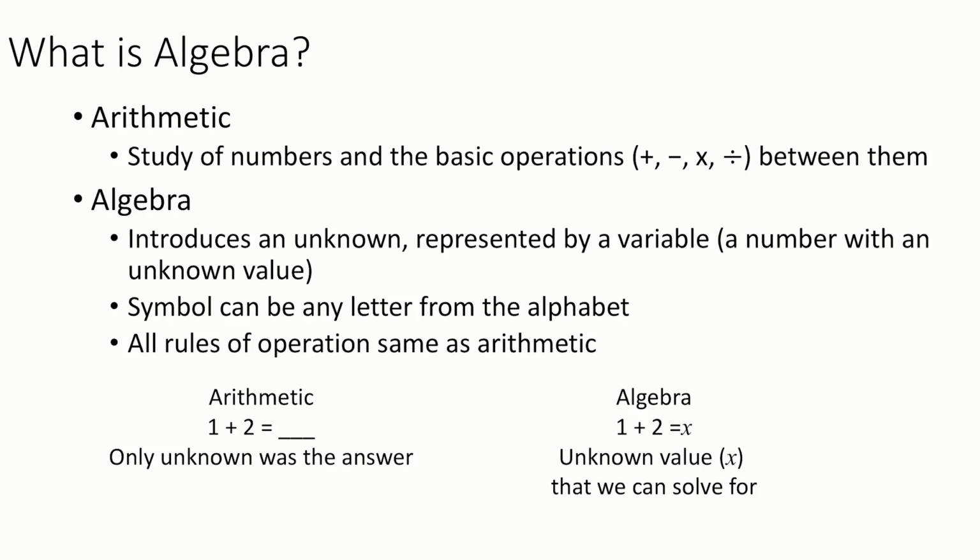For example, arithmetic on the left, 1 plus 2 is some unknown. When we want to start talking about that as algebra, we'll say 1 plus 2 is equal to some unknown value x. And then the idea with algebra is that you're going to solve for x. You'll do arithmetic when you're doing a calculation, but you're not necessarily doing algebra then. But if you're solving a problem for an unknown, you're going to be doing arithmetic with the algebra.